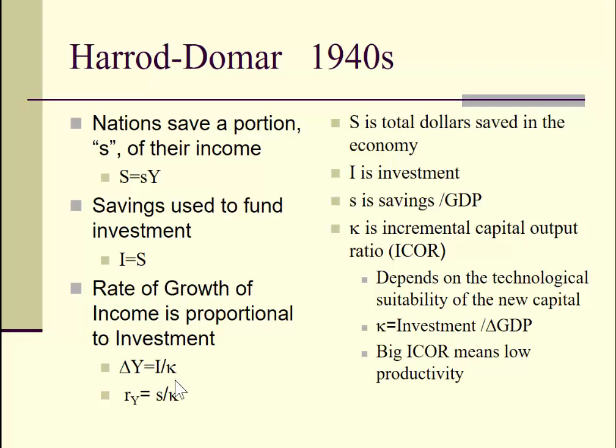So in Harrod-Domar, the rate of growth of the GDP is proportional to the savings proportion, little s, and 1 over kappa, which is the quality of investment. So the notation's given on the right. S is total dollars, I is investment, little s is the savings per unit of GDP, and kappa is the incremental capital output ratio. And when 1 over kappa is big, the capital is being invested in high quality capital, which is going to make the economy grow.